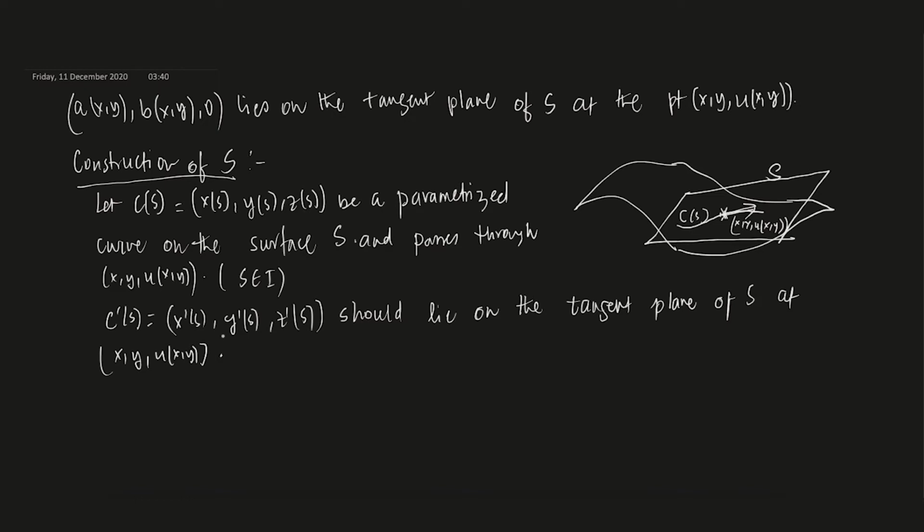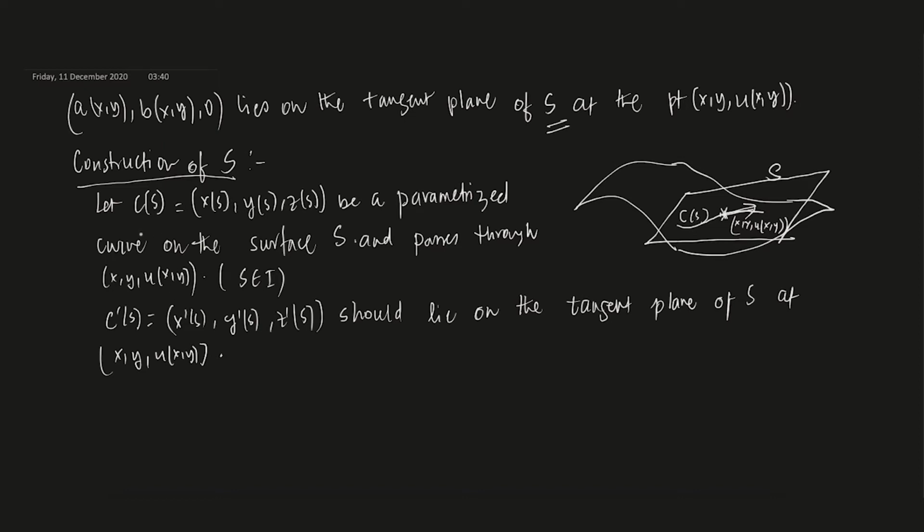The choice of the curve is on us. We can choose whatever curve we want, as long as the curve lies on the surface. We know that there is a vector, A, B, 0, that lies on the tangent plane to S. So we are looking for a parameterized curve C of S such that C prime of S looks like this vector. This vector also lies in the tangent plane, and this is another vector we have constructed, x prime, y prime, z prime, which also lies on the tangent plane.